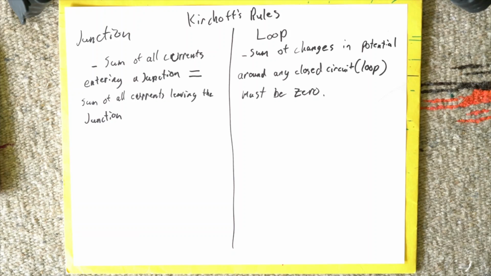Alright, so something important that I did not directly put in my notes, something called Kirchhoff's rules. He was a Russian man, and he did a lot for this field of study. And so these are the two rules: it's the junction rule and the loop rule.